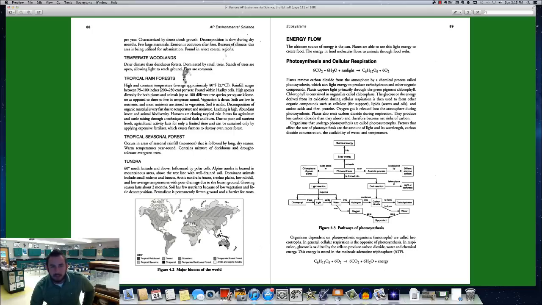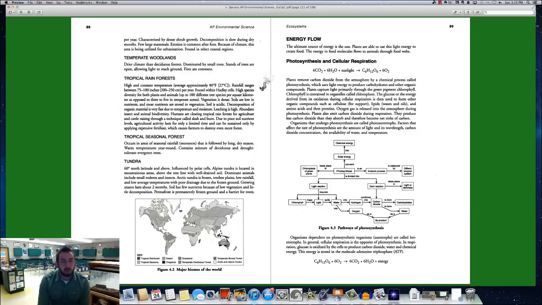Tropical rainforest. High and consistent temperatures of 80 degrees Fahrenheit or 27 degrees Celsius. Rainfall ranges between 75 and 100 inches or 200 to 250 centimeters per year, and found within the Hadley cells near the equator. High species diversity for both plants and animals, up to 100 different tree species per square kilometer, as opposed to 3 to 5 in a temperate zone.